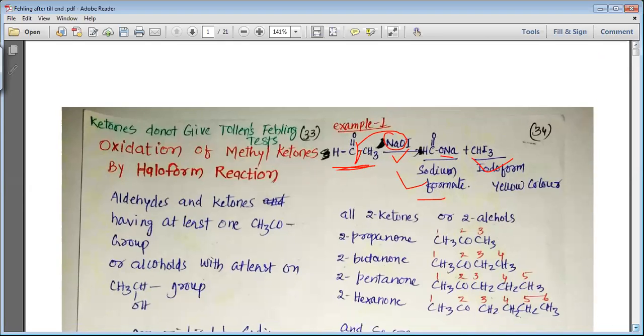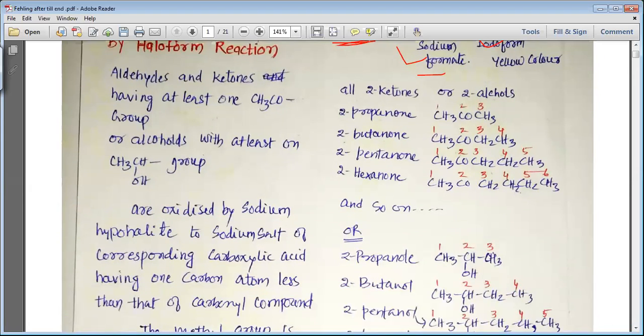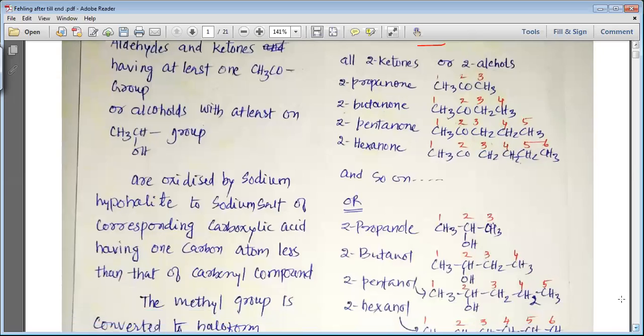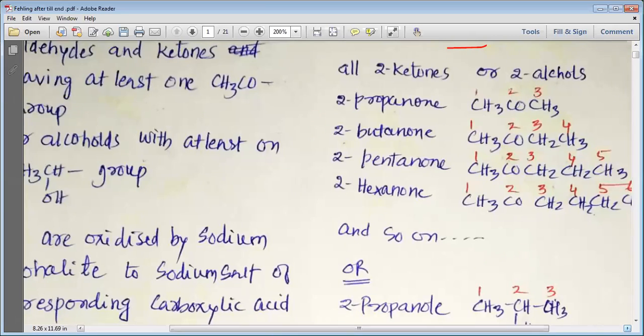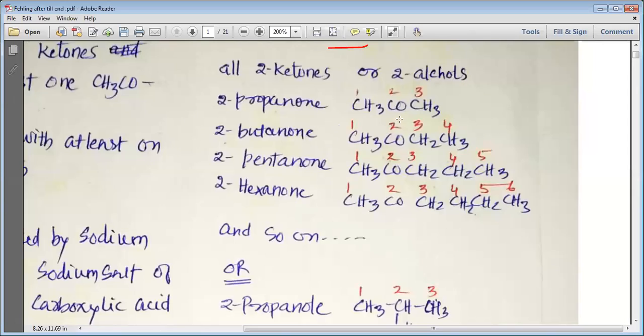In the same way, my dear students, there are a few compounds which will definitely give this test that I am going to share with you. They are all the 2-ketones. That means it may be 2-propanone, 2-butanone, 2-pentanone, 2-hexanone. They all have the CH3CO group, and that is why they can give you the haloform test.